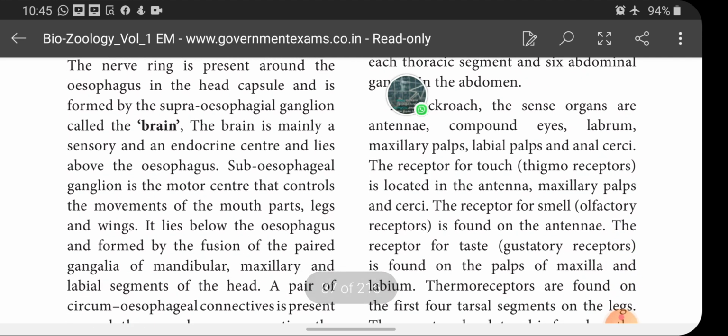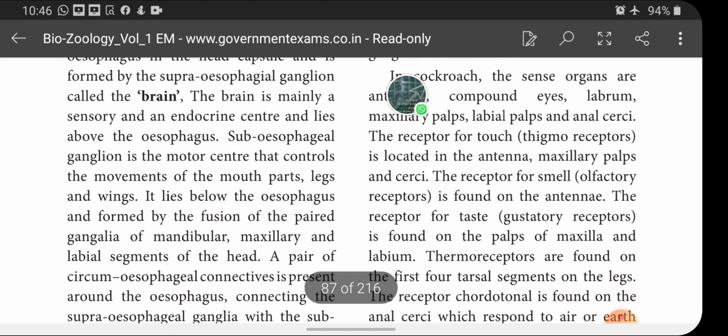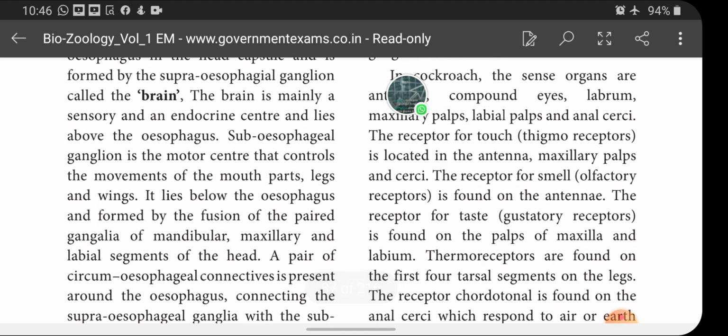In cockroach the sense organs are antennae, compound eyes, labrum, maxillary palps, labial palps and anal cerci. Like our sensory organs, eyes, ears, nose, tongue, skin, in the cockroach antennae, compound eyes, labrum, maxillary palps, labial palps and anal cerci are considered as sense organs. The receptor for touch, that is stigmoreceptors, is located in the antenna, maxillary palps and cerci.